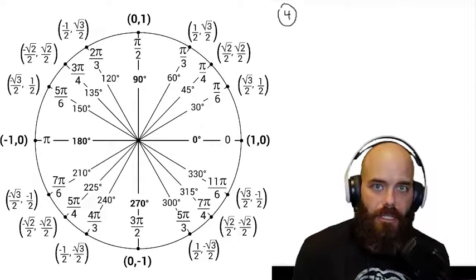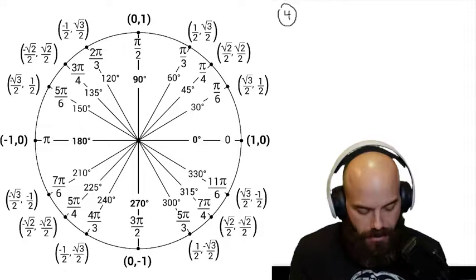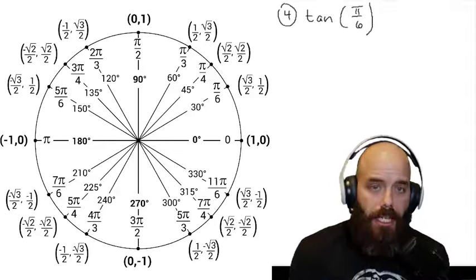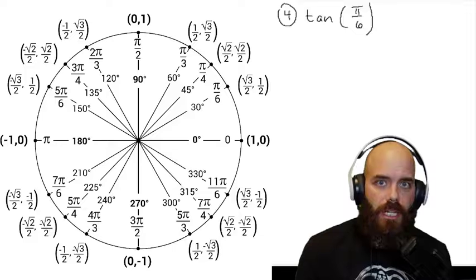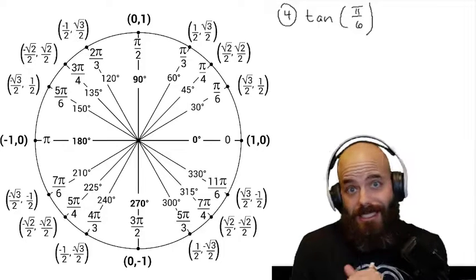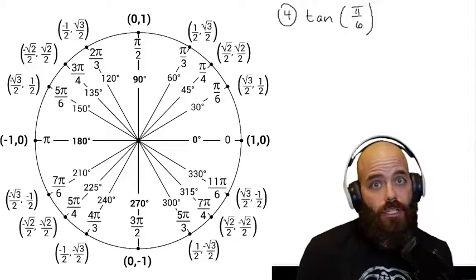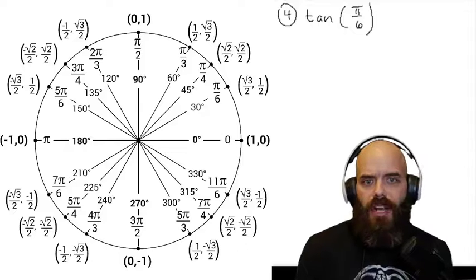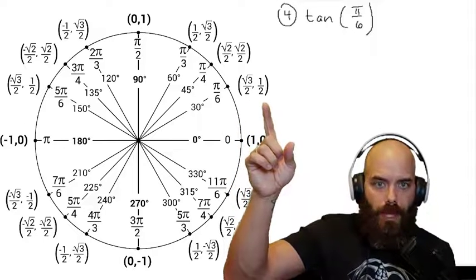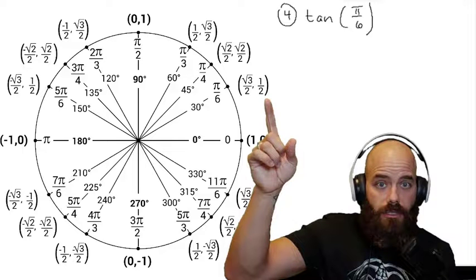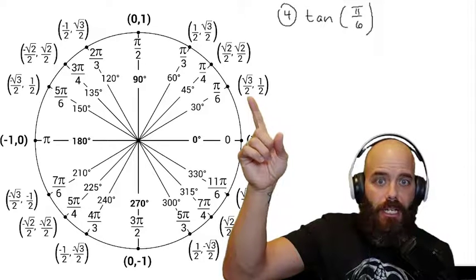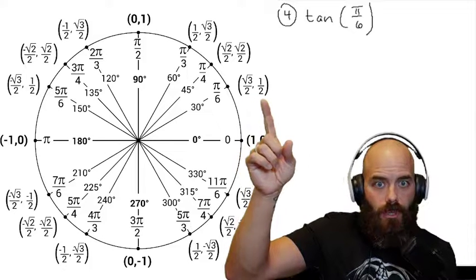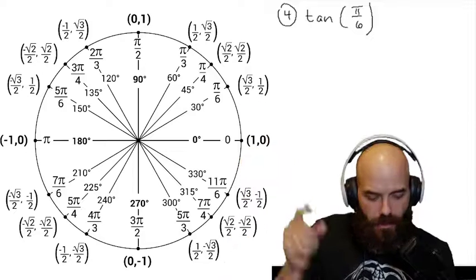Now let's find tangent of some angle. Let's find tangent of pi over 6. If you remember, tangent is sine over cosine, and so tangent of pi over 6 is the sine value at pi over 6 over the cosine value at pi over 6. We learned the rule was y over x. So if I find pi over 6 on the unit circle, I'm going to take my y value, which is 1/2, corresponding to the sine value there, and divide it by root 3 over 2, which corresponds to the cosine value. I'm going to say 1/2 divided by root 3 over 2.